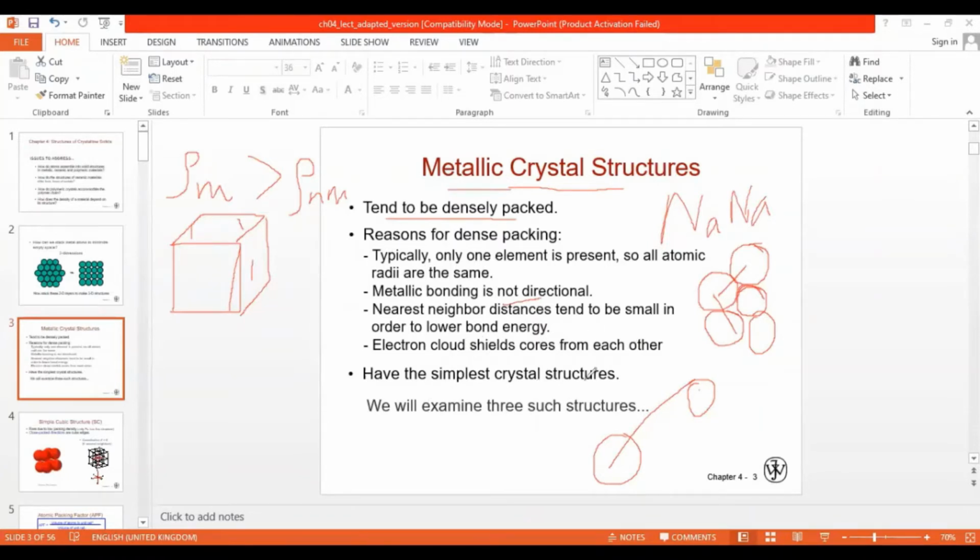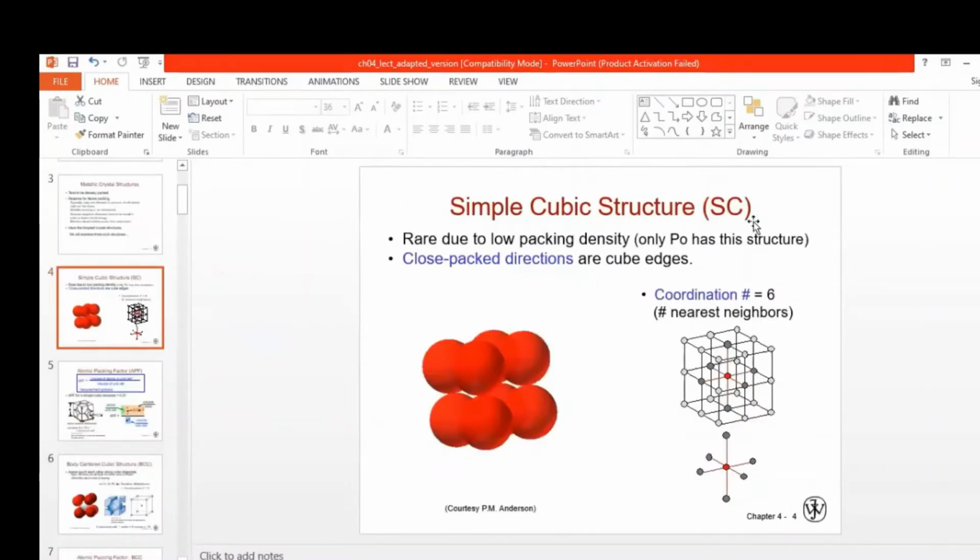Metals have the simplest crystal structures. They are not complicated. And we will examine 3 such structures. So in metallic structures, there are 3 prominent structures. Now we will see one by one, right? First one, this is simple cubic structure, right? Simple cubic structure.